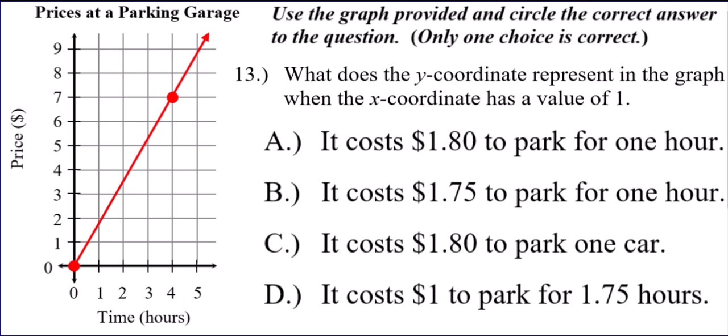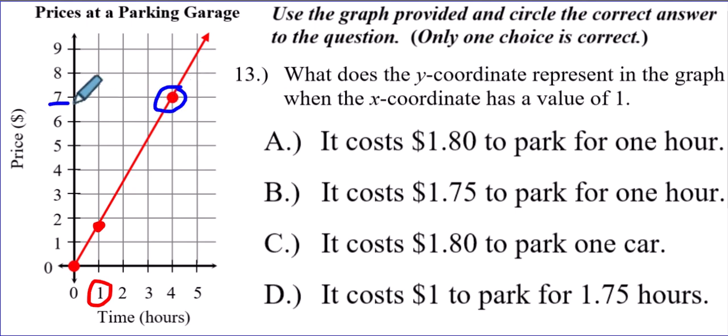All right. Problem number 13. Oh, only one choice is correct. Okay, good to know. Use the graph provided. Okay, circle. What does the y coordinate represent in the graph when the x coordinate has a value of 1? Okay, so that's going to be my unit rate. X is 1. I'm looking... Oh, what is that dot? Ooh, do I have to guess? Or could there be another way? Ding, ding, ding, ding, ding.